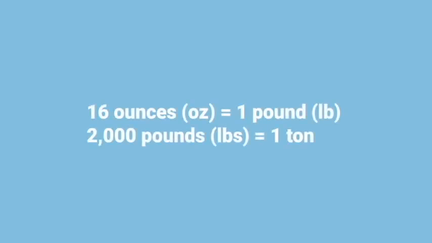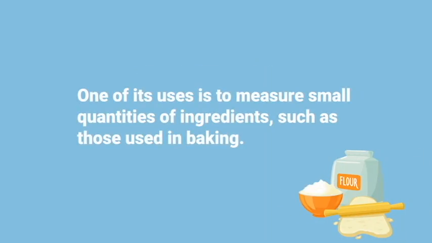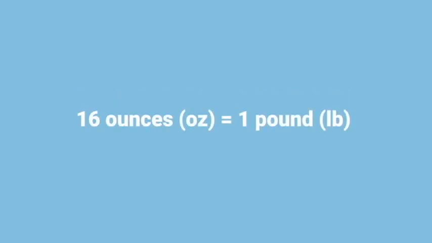16 ounces equals 1 pound. 2,000 pounds equals 1 US ton. As you can see, the ounce is the smallest among the units. It is a very small quantity. One of its uses is to measure small quantities of ingredients, such as those used in baking. There are 16 ounces in 1 pound.